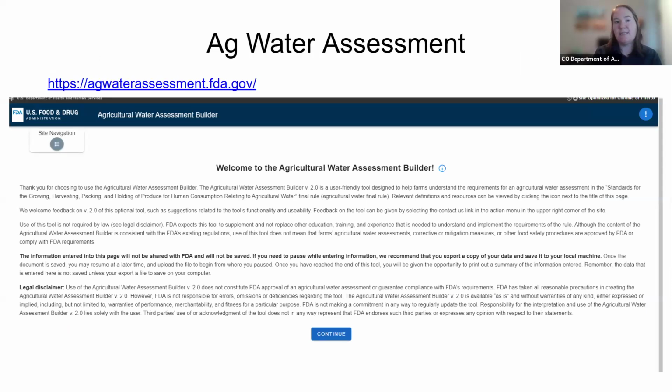So this is what it looks like. Just kind of wanted to give you what the first page looks like of the Ag Water Assessment Builder. This is what you see. You press continue and it walks through, like, do you have a well water source, surface water? What factors do you have? Those kind of things. So keep that in mind. But just kind of wanted to give you a screenshot of what the first page will look like. Again, I'll be providing you that link so that way you can go and fill it out for yourself.